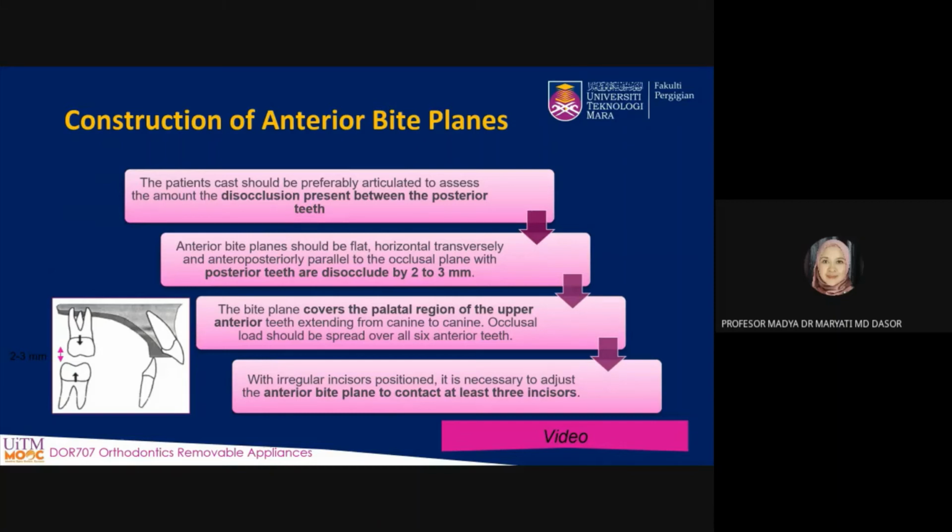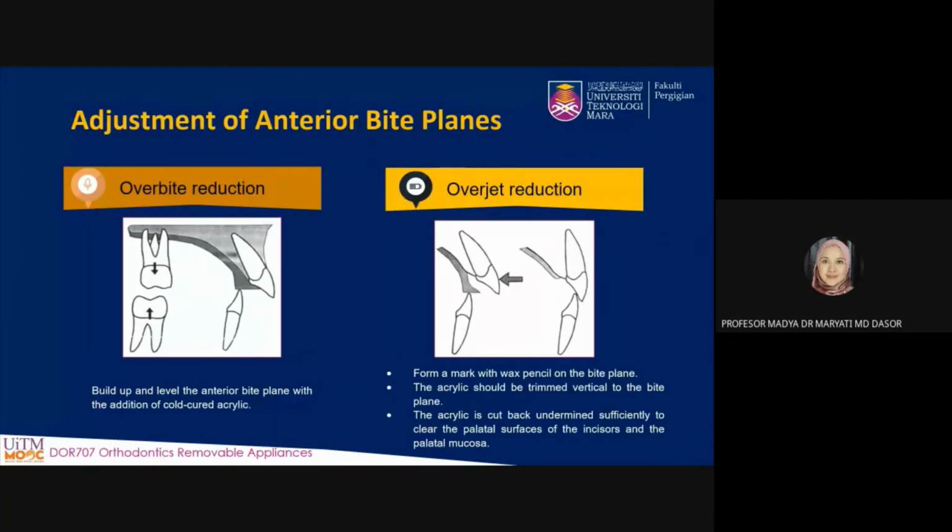This is very important as you fabricate the anterior biplane. If there is a presence of irregular incisor position, it is necessary to adjust the anterior biplane to contact at least 3 incisors. You are also welcome to look through the video as provided. Let's go through some of the adjustments of the anterior biplane for the purpose of overbite reduction and overjet reduction.